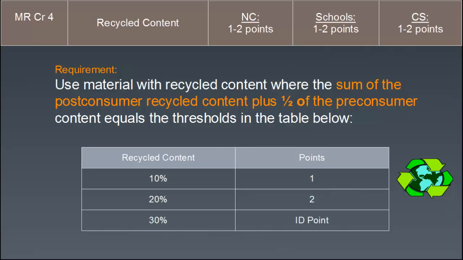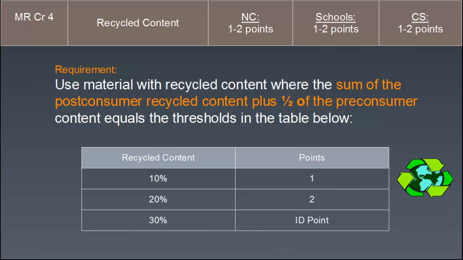MR Credit 4, recycled content, has 1 to 2 points available for new construction, schools, and core and shell. The requirement is to use material with recycled content where the sum of the post-consumer recycled content plus 1/2 of the pre-consumer content equals the thresholds in the table below.